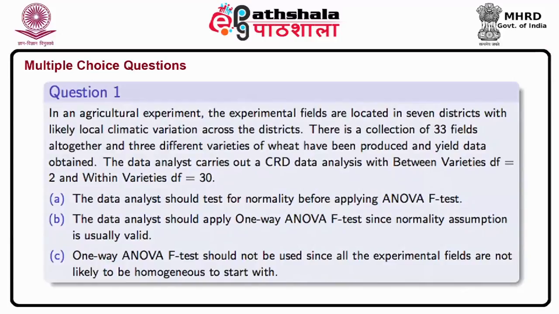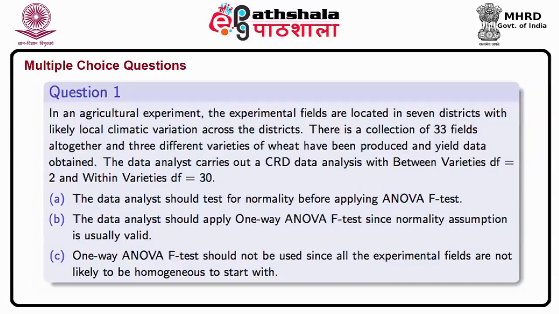So, question number 1 is, in an agricultural experiment, the experimental fields are located in 7 districts with likely local climatic variation across the districts. There is a collection of 33 fields altogether and 3 different variants of wheat have been produced. You mean varieties of wheat? Yes, sir. And yield data obtained. The data analyst carries out a CRD data analysis with between varieties degrees of freedom equal to 2 and within varieties degrees of freedom equal to 30.